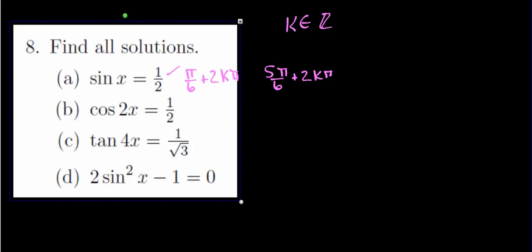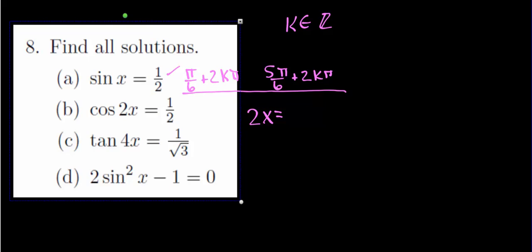Yeah. So all you're doing is looking on the unit circle and saying which angle will give me a y coordinate of 1/2. That's all. Now for cosine, here's what you get. Now we're going to get 2x. The cosine of something equaling 1/2.